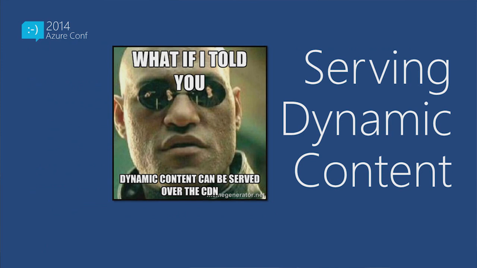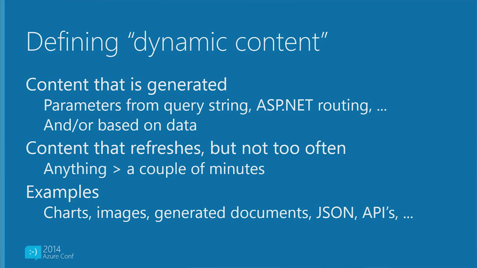Now, what if I told you you can also serve dynamic content from the CDN? You can actually do that. Now, let's first define dynamic content, because a lot of people have a different perception of dynamic content. And in the context of the CDN here, dynamic content is content that does change, but not that often. For example, data that's generated using query string parameters. For example, imagine you have a chart that's rendered as an image on your website, and that chart will be the same for the next 5 minutes. Why not serve that chart over the CDN without having the server actually regenerate this image every request that comes in? It can be, for example, JSON.